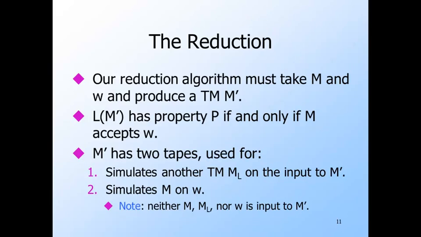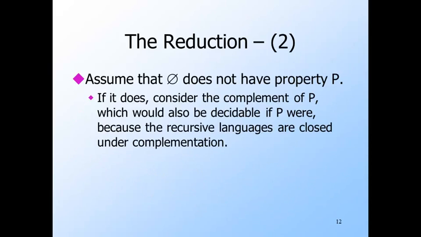The transducer gets to see the code for M and the string W, that is on its own input. Thus, the transducer can build both the moves of M and the input W into the transition function of the machine M prime, that is its own output. None of M, M sub L, or W is input to M prime. We're going to assume that the empty language does not have property P. If that is not the case, then consider the complement of P, say Q.